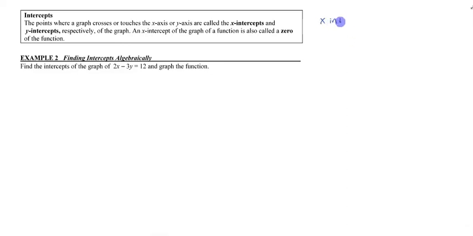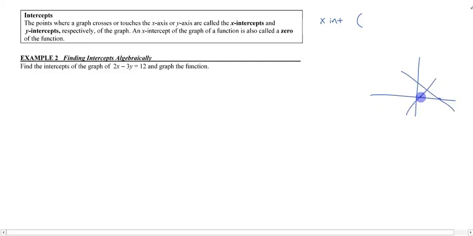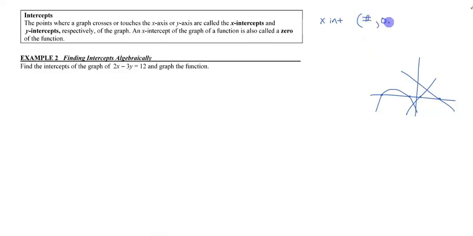X-intercepts are found by staying on the x-axis here. So for any graph, the x-intercept, they're all going to have the same characteristic, that the y part is 0. So maybe this is -6, 0, this is -1, 0, this is 1/2, 0, this is 3, 0. So we have some kind of a number here, and the y part is 0.